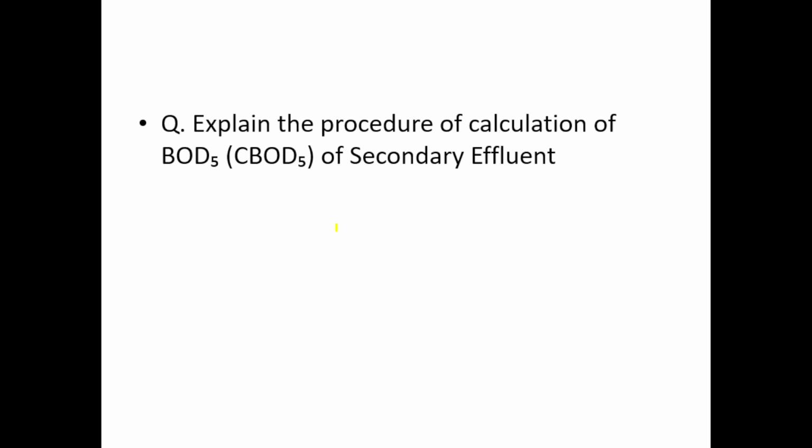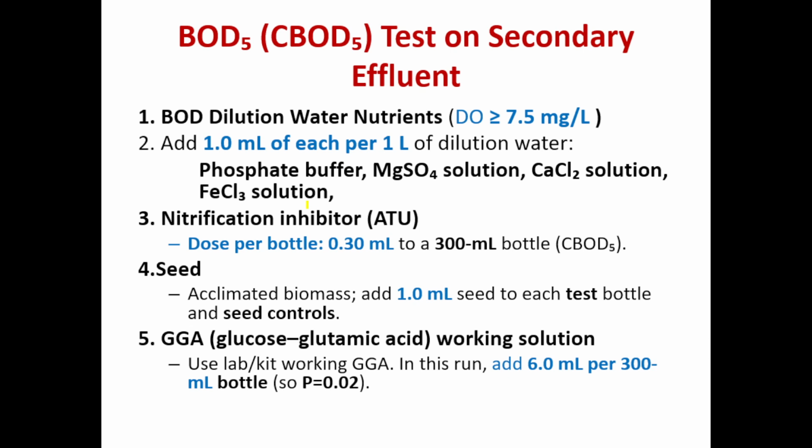So now we are going to see the procedure for calculation of CBOD5 of a secondary effluent. For example, we are doing a CBOD5 test on secondary effluent. First we need to prepare dilution water with nutrients and ensure that DO is 7.5 or more. Add 1 ml of each per liter of dilution water: phosphate buffer, magnesium sulfate solution, calcium chloride solution and ferric chloride solution.